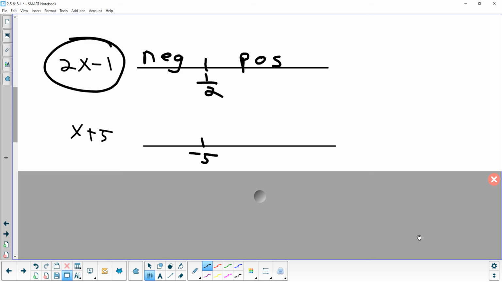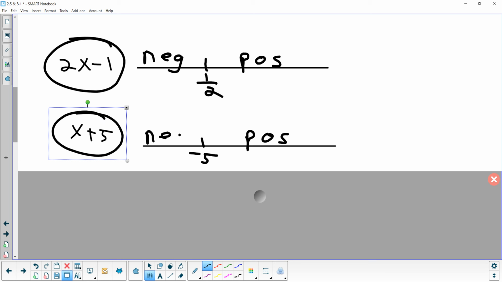All right, so Casey, what about this one? If I plug in a number bigger than -5, what kind of result will I get there? Positive. All right. And Chris, if I plug in a number smaller than -5, what kind of result do I get? Negative. Yep. All right, so there's our sign pattern for each factor.